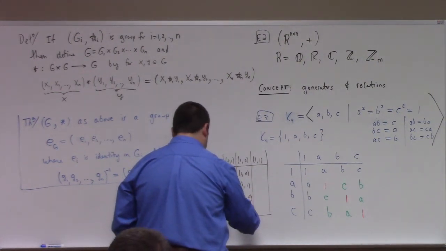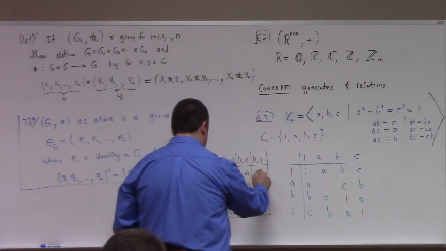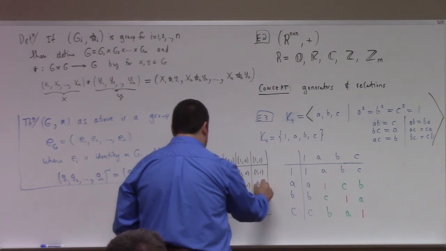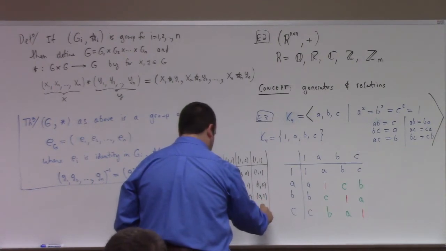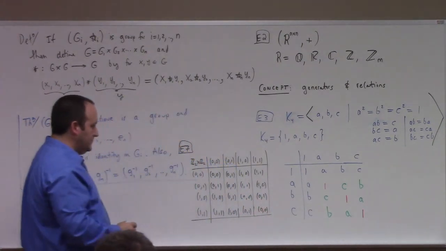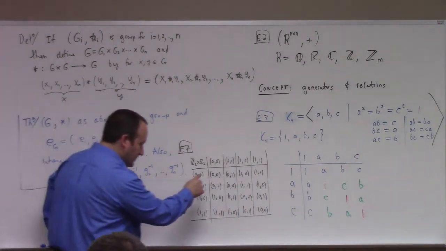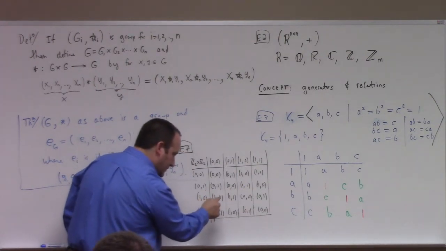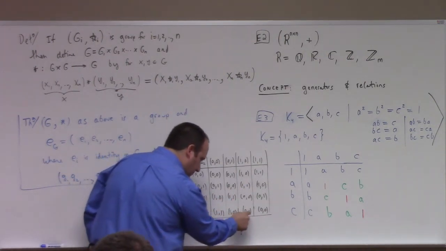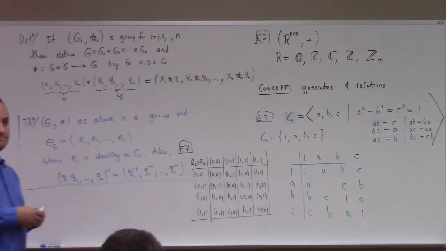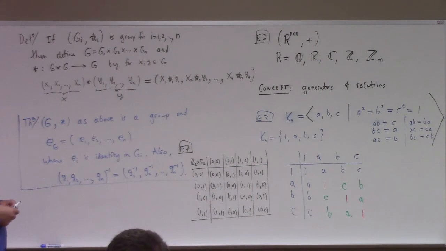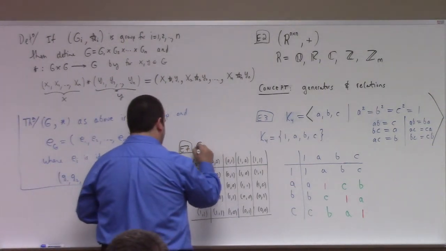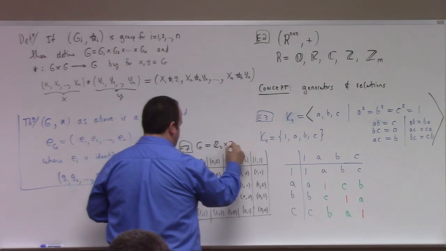Now, if I did it right, what should we see? No repeats, right? Did I win? Okay, let's see here. Okay, I think we're good. So this is the group G, let's say, equal to Z2 cross Z2, all right?